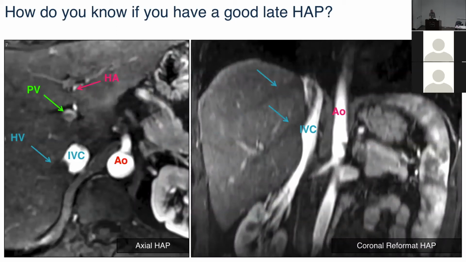And here, by the way, you see a flow artifact where the unenhanced blood from the hepatic vein is entering the inferior vena cava, and that's causing this mixing artifact between below and above.